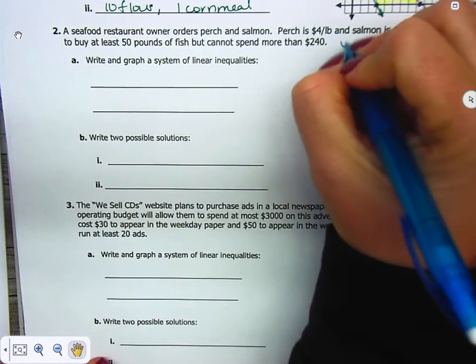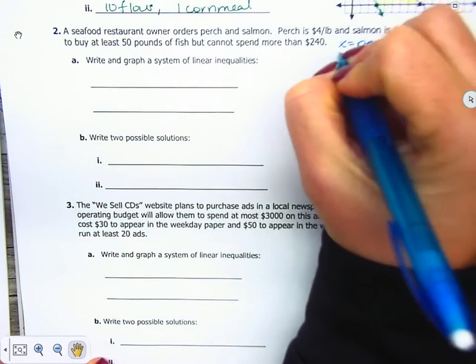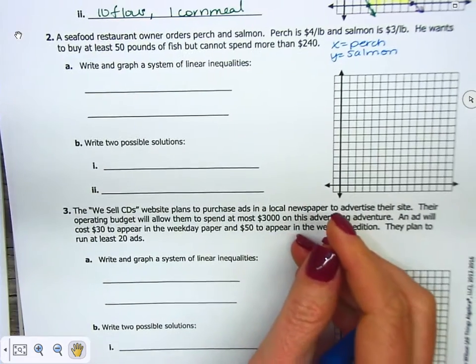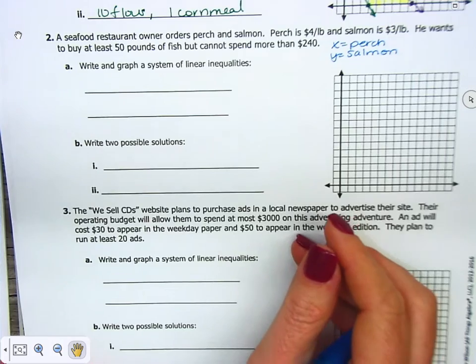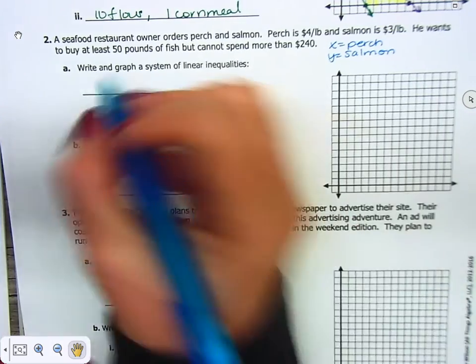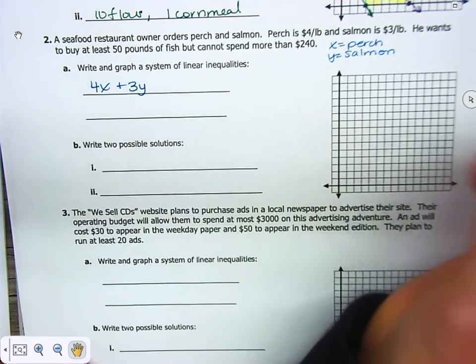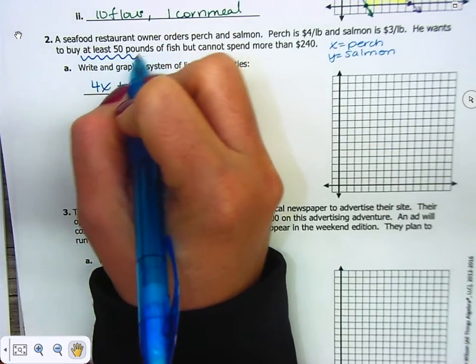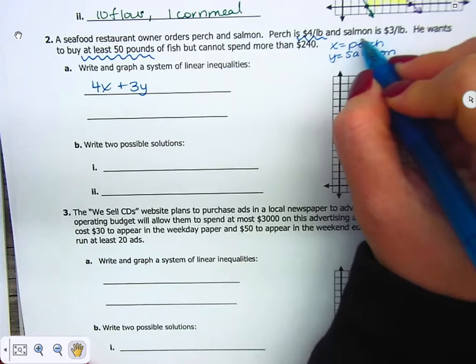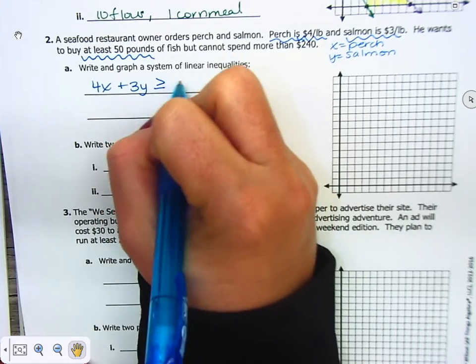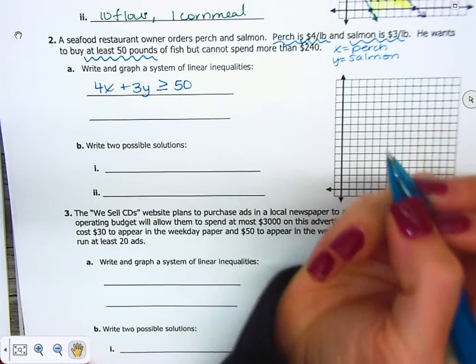All right. A seafood restaurant owner ordered perch and salmon. So we've got X is going to be our perch and Y is going to be our salmon. All right, perch is $4 per pound. So that's going to be 4X. And salmon is $3 per pound. So that's 3Y. And he wants to buy at least 50 pounds. So 4 for perch, 3 for salmon. And at least means no less than. So you want it to be greater than or equal to 50 pounds.